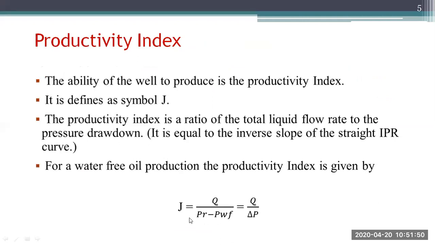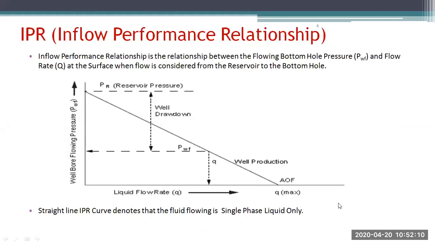You calculate the J, okay, like this, productivity index. So for a water-free oil production, the productivity index is given by J equals Qo upon PR minus PWF, because here Qo is given, okay. If it is just Q, that means it is water, oil and gas, everything is there. Whatever flow our reservoir is giving you, that is my productivity index.